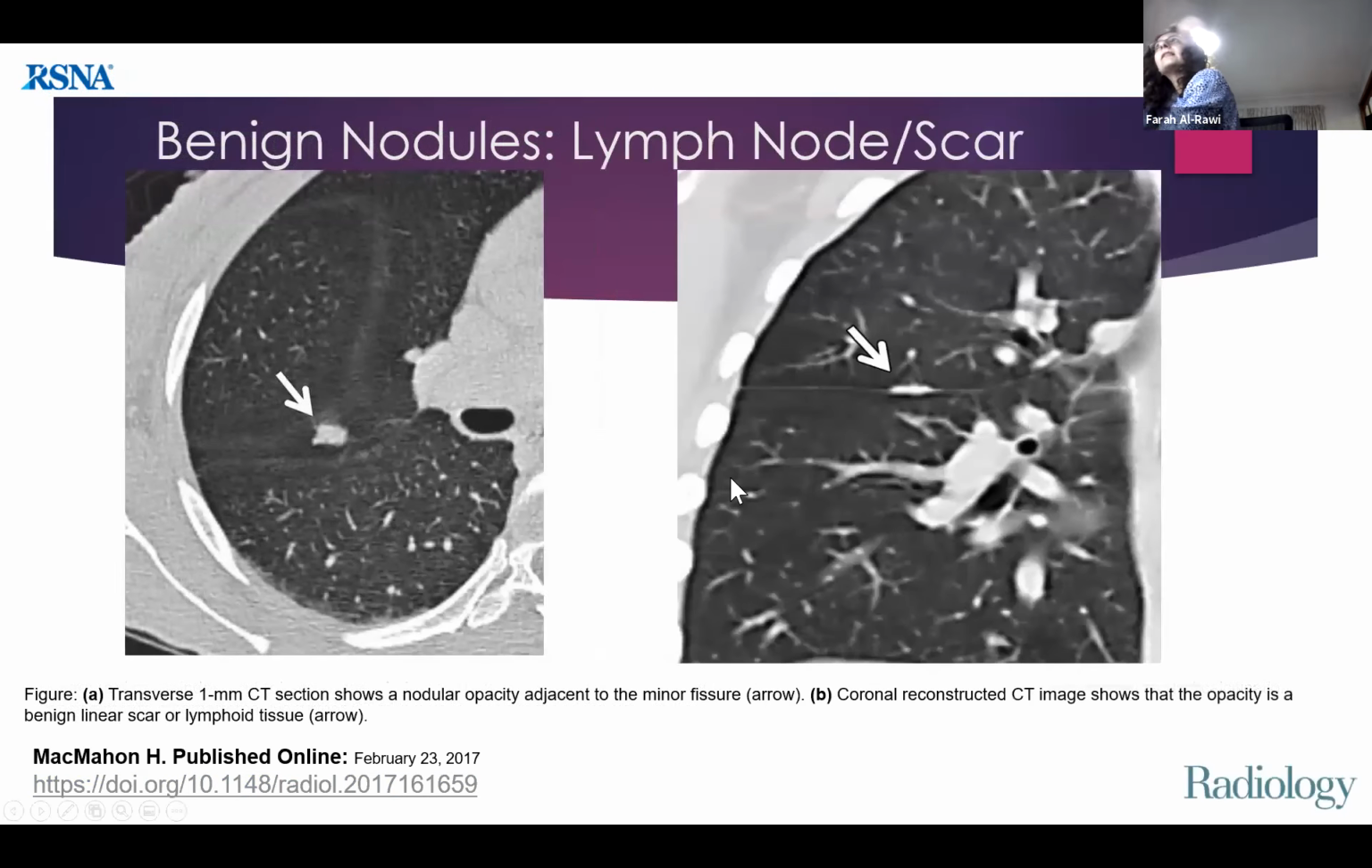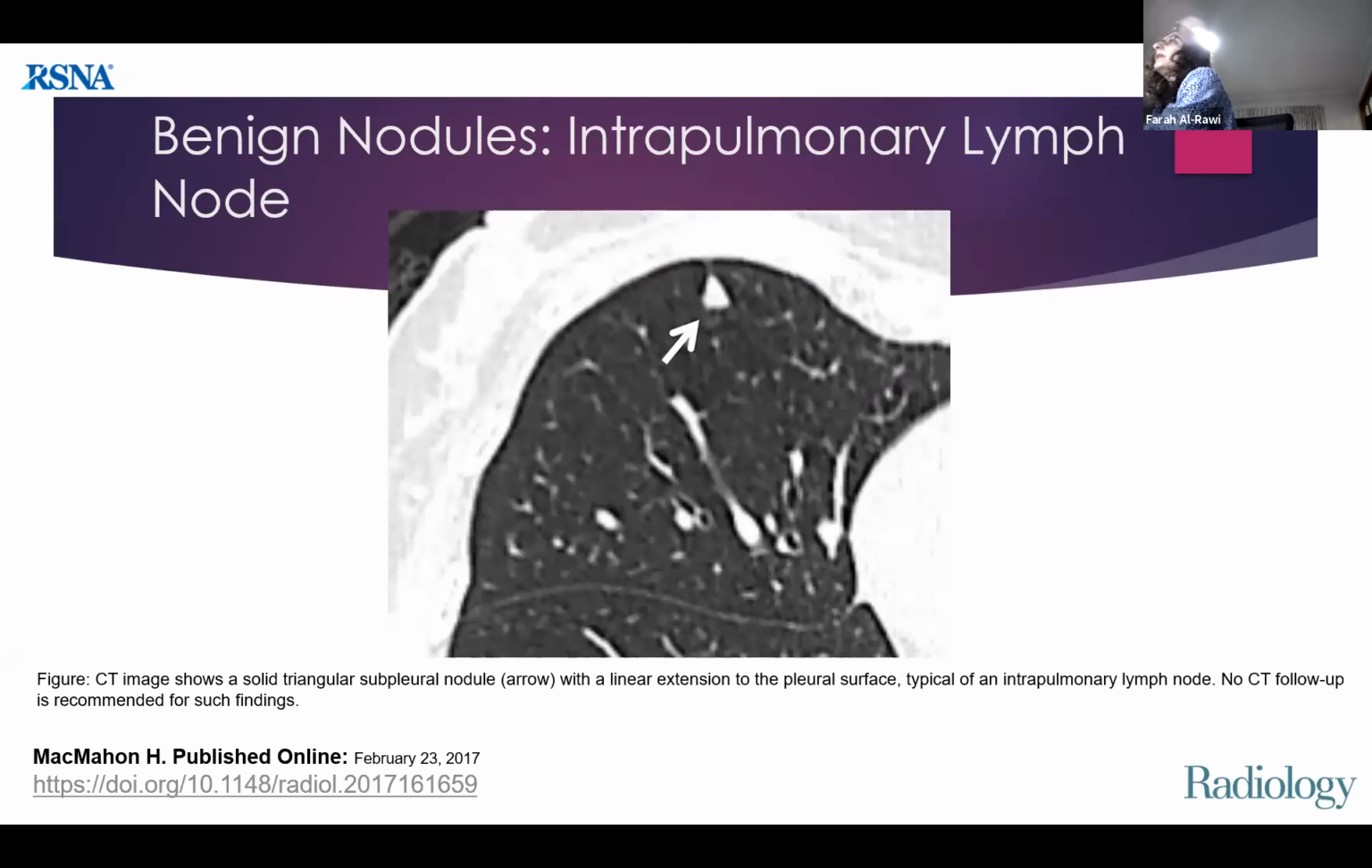The next one is the lymph node. The lungs do have lymph nodes within them. Most of them are in the fissures, but sometimes they are intrapulmonary. When we see a nodule that we think is a lymph node, we look at it in all three planes and decide what it looks like. Generally a lymph node, and this is a more typical one, has a triangular or faceted shape. So again, if you hear an intrapulmonary lymph node, we do not need to follow these up.